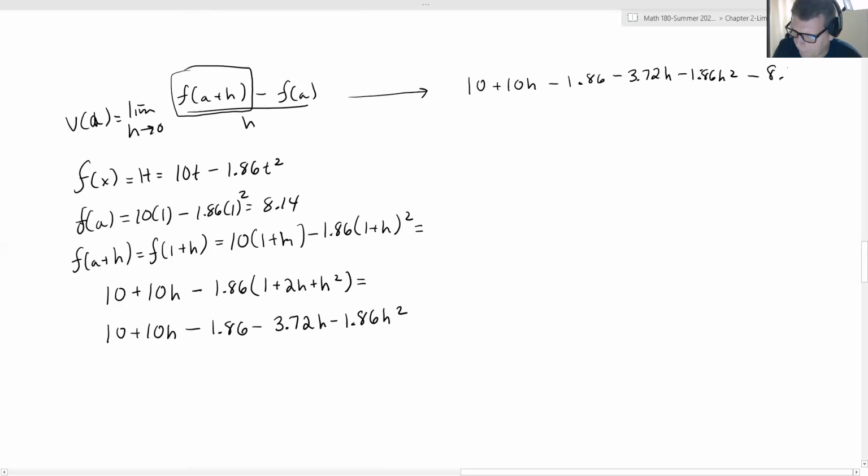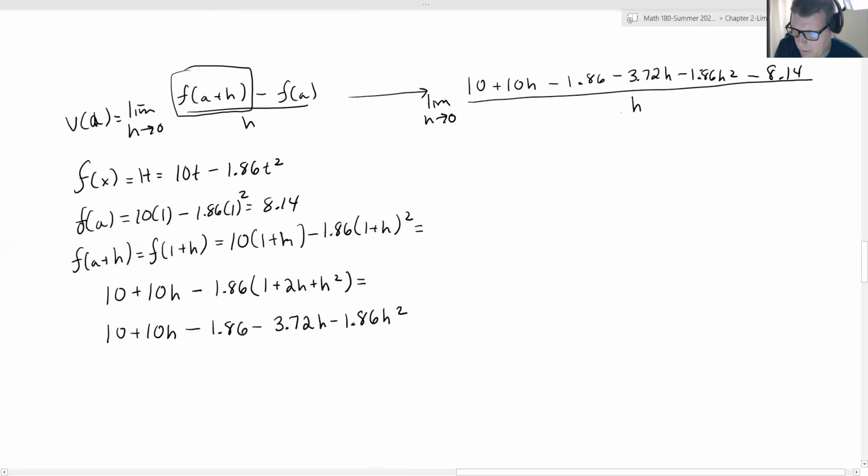Minus 8.14, divided by h. All right, and we want to know the limit as h approaches 0 of that. Now, what we need to do is get the h's out of the denominator. What we really want is for anything that doesn't have an h in it to eliminate itself.